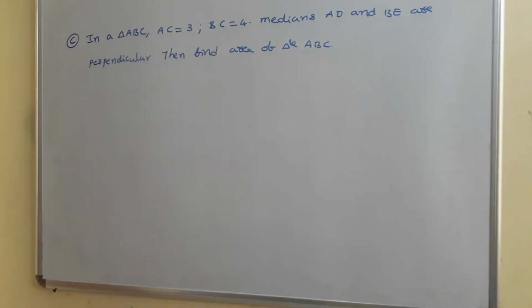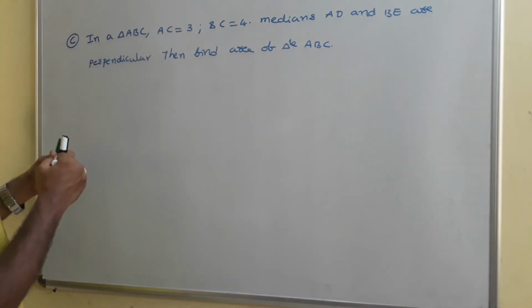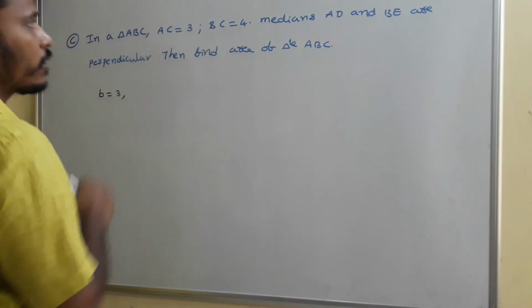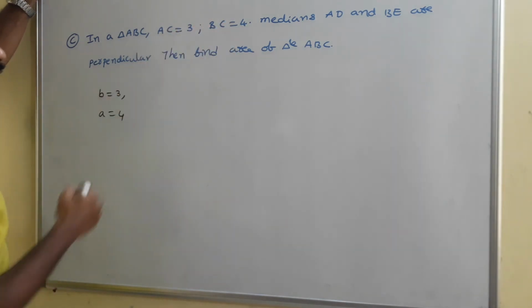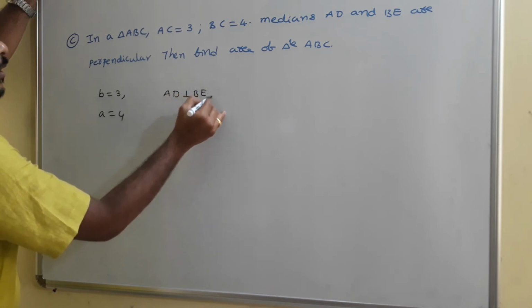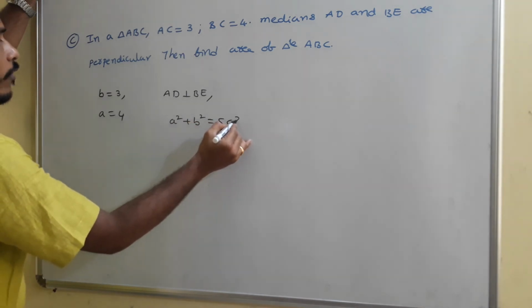Next problem. Okay, just have a look, and it is given that AD and BE are perpendicular. AC value 3 is given, BC value 4 is given, and they are asking to find the area of the triangle ABC. Okay, first of all, AC means b is equal to 3 is given. BC means a is equal to 4 is given, and we know that AD and BE are perpendicular. So since AD is perpendicular to BE, what is the relation we have? A square plus B square is equal to 5C square. Is it right?